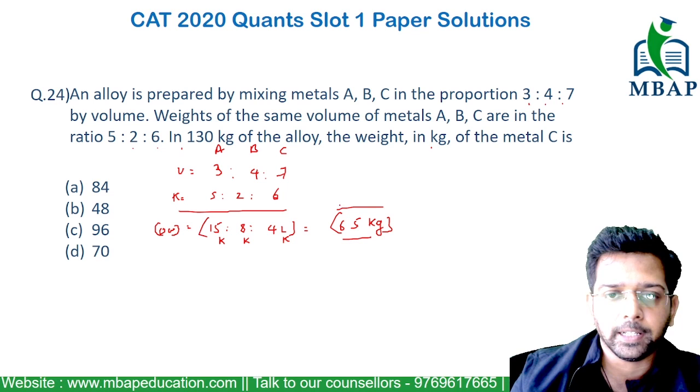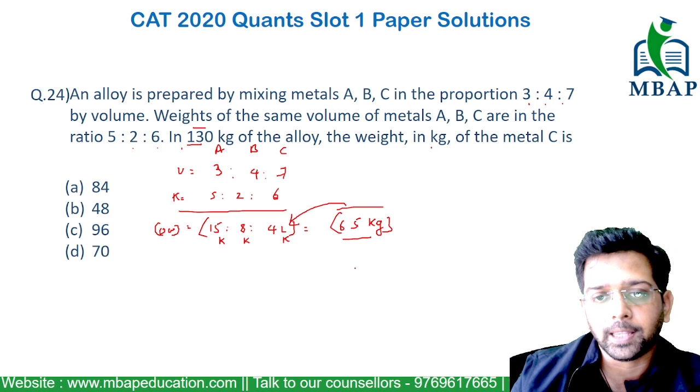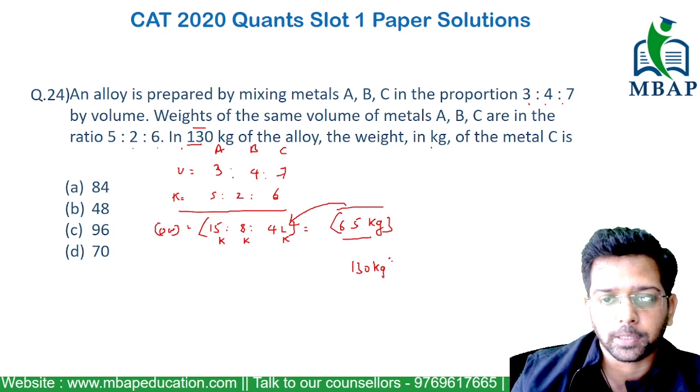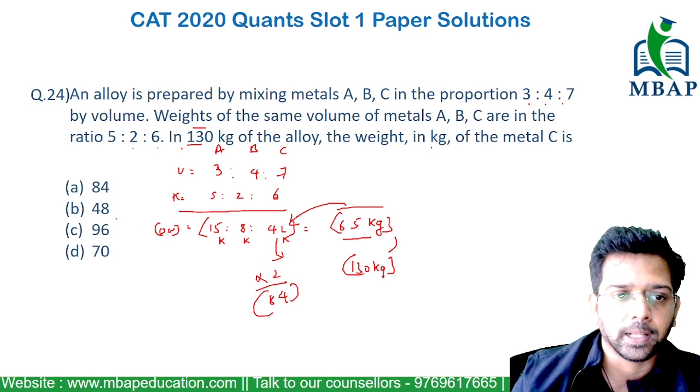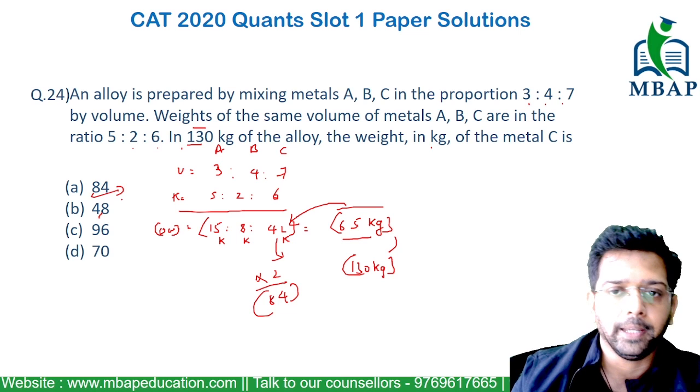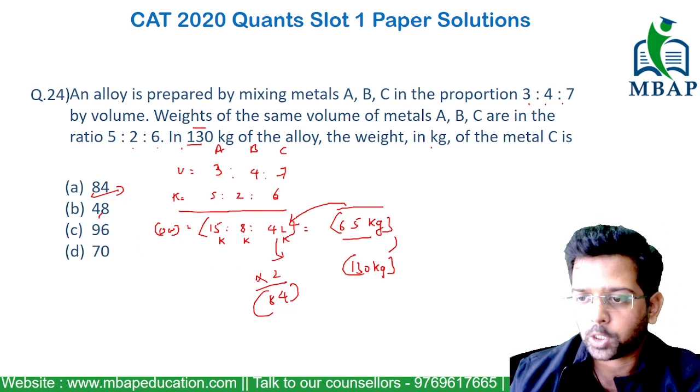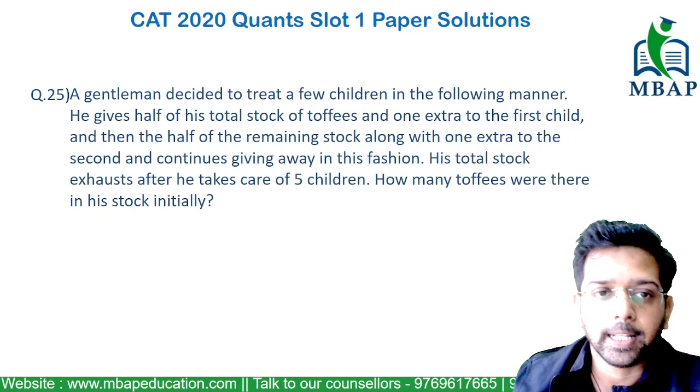In 65 kg, the weight of C is 42. In the new alloy, which is of 130 kg, what is the weight of C has been asked. This is 2 times, so even this will go 2 times. 2 times 42 will become simply 84 kg. Simple answer, sweet answer. Option number A will be my answer for this question. Let's have the next question.